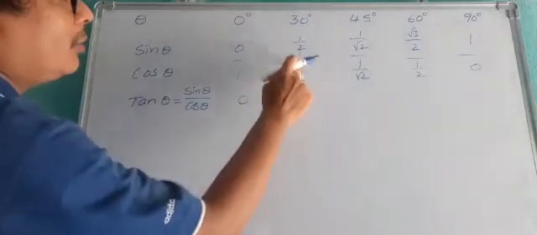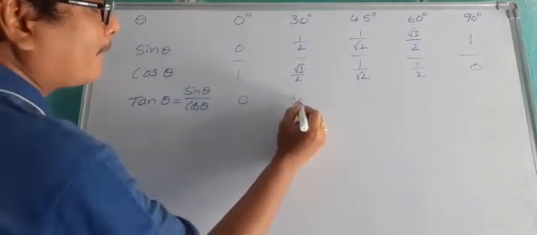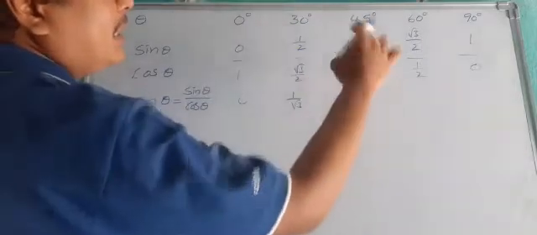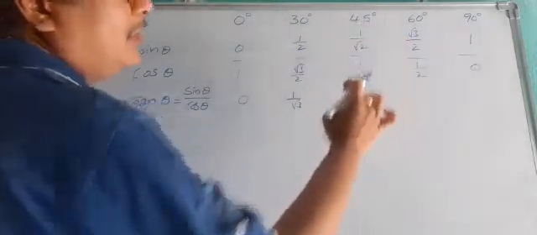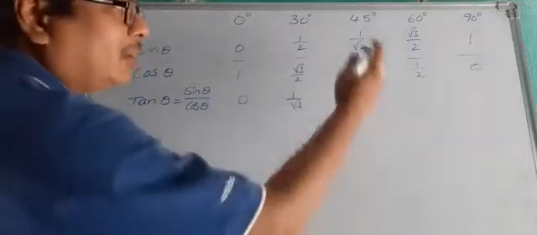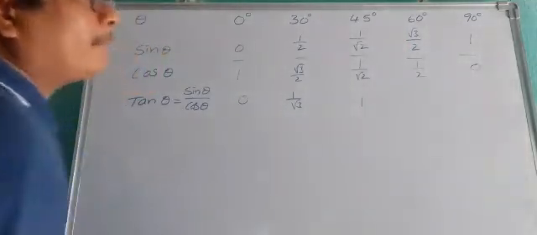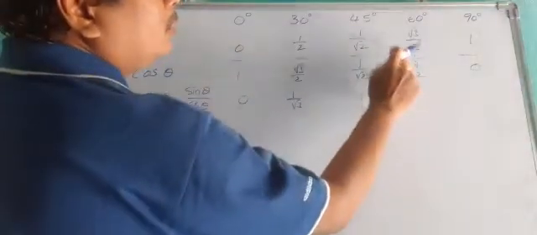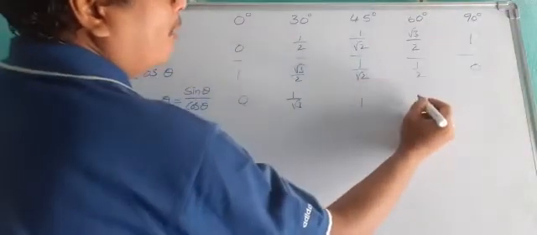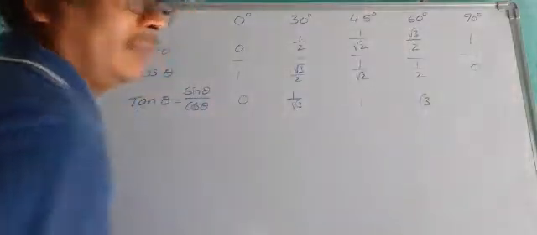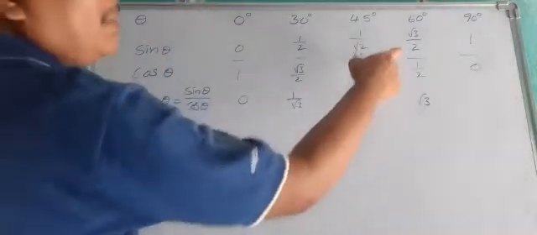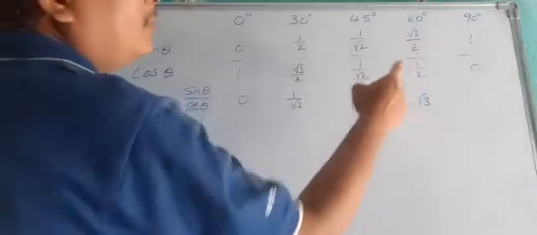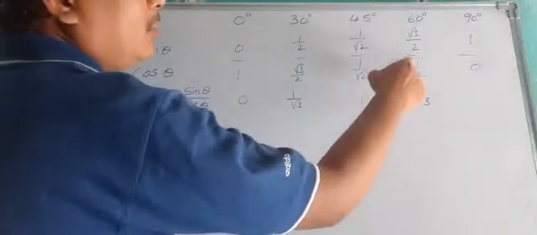The 2 cancels, and that equals 1 by root 3. And for tan 45, the numerator is 1 by root 2 and the denominator is also 1 by root 2, so both are the same and you get 1. So tan 45 equals 1. Next one, sin 60 by cos 60 equals tan 60, so root 3 by 2 divided by 1 by 2. The 2 cancels, and that equals root 3 by 1, that means root 3.